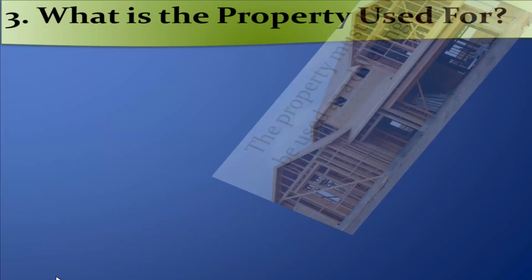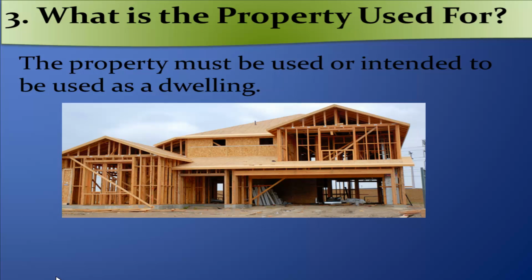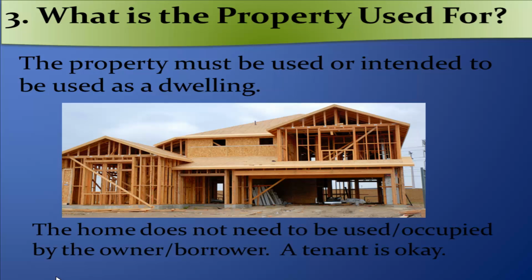Third, what is the property used for? The property must be used or intended to be used as a dwelling. The Arizona Court of Appeals recently decided a case that a home that was under construction by the borrowers, even though it was not yet used as a dwelling, was covered by Arizona's anti-deficiency statute because the borrowers intended to occupy the dwelling once it was completed. The home does not need to be used or occupied by the owner or borrower. A tenant is okay. A lot of people misunderstand that Arizona's anti-deficiency statutes only apply to owner occupants. That's not true.